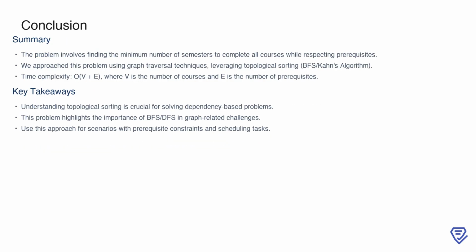Great work! To wrap up, we reviewed how to tackle the parallel courses problem with a graph-based approach. Topological sorting, using BFS or Kahn's algorithm, was key to solving this. Remember, this technique is invaluable for dependency resolution problems.